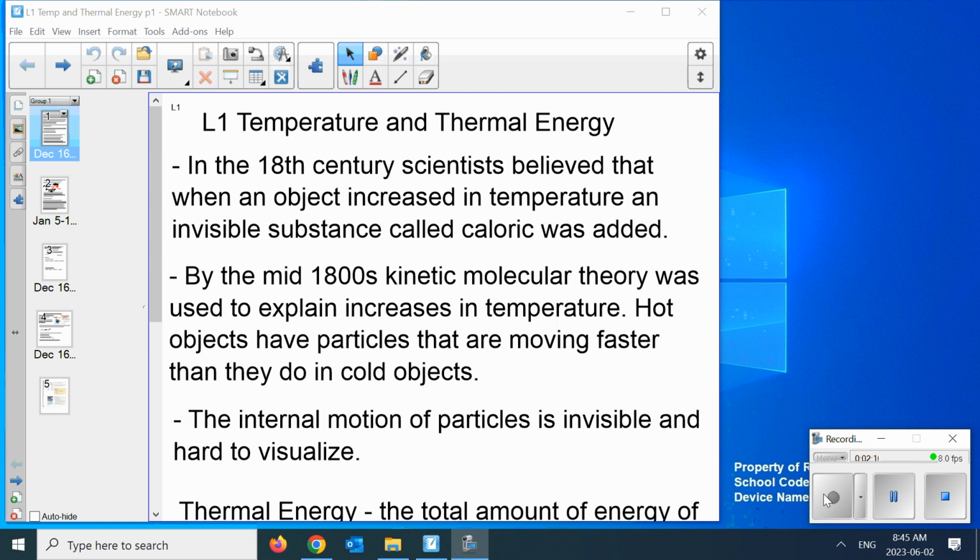Hot objects have particles that are moving faster than they do in cold objects. I think you're familiar with this from even elementary school, right? When you heat a substance up, the particles inside it move faster. If I point to this pen here, I wouldn't expect a particle of plastic on this side of the pen to move over here, right? But there is motion in a solid, and it's just vibrational motion. The atoms or molecules just sit in place, but they are vibrating back and forth.